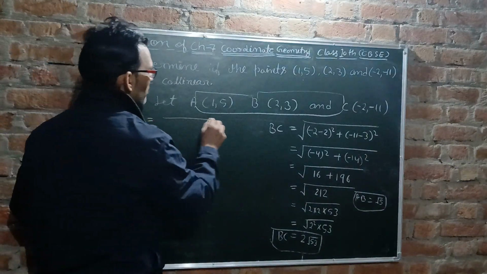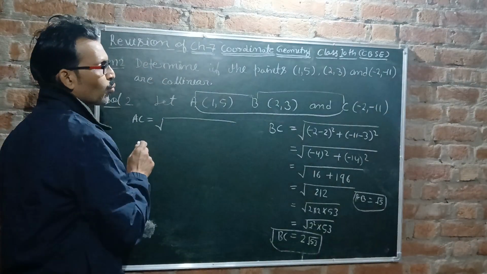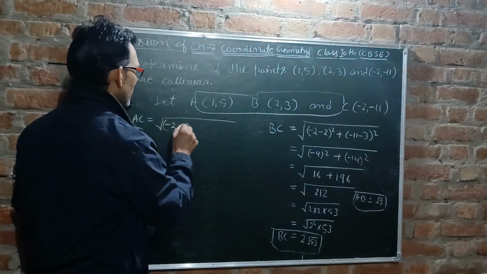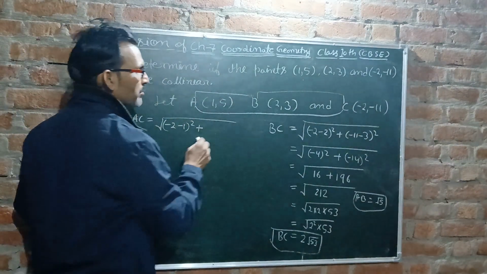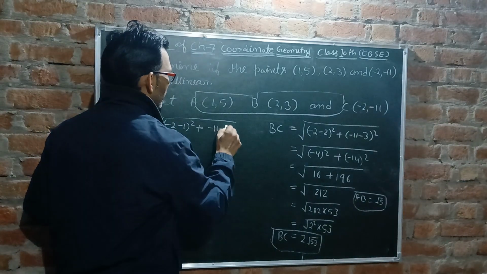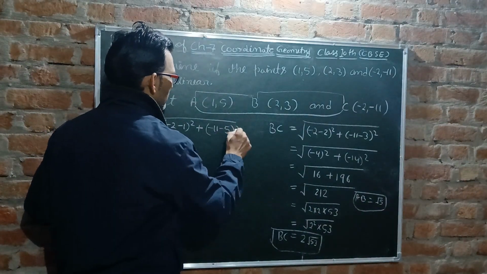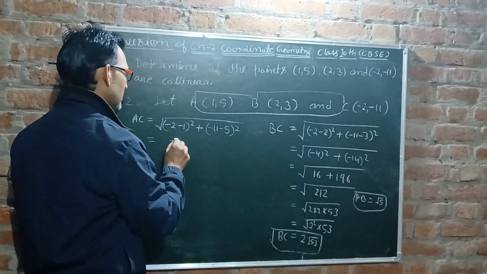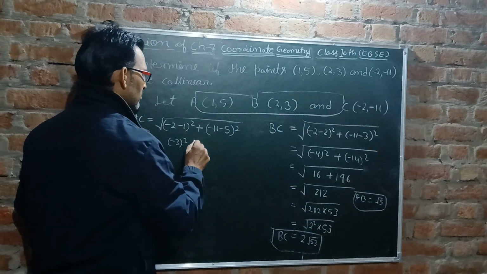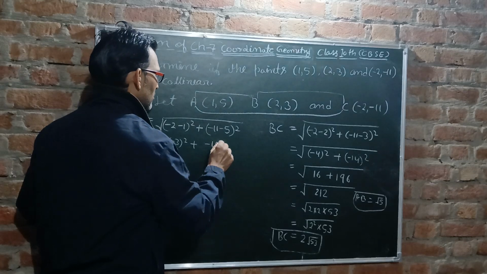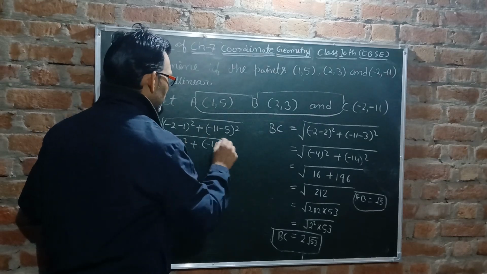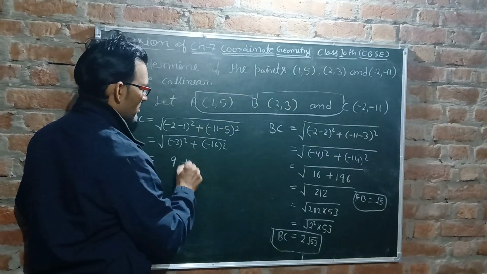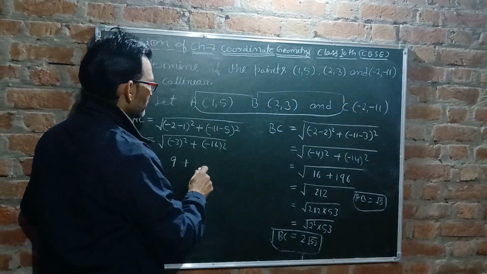AC equal to under root what, x2. x2 is minus 2 and minus 1 whole square plus y2. y2 is minus 11 and y1 is 5 whole square. Okay, so minus minus plus, again minus 3 whole square plus minus 16 whole square, and I will keep under root. 3 3 ja 9, minus minus plus 16.